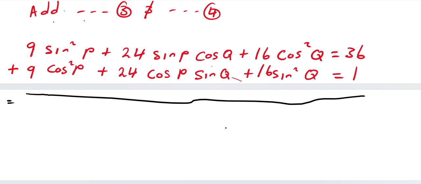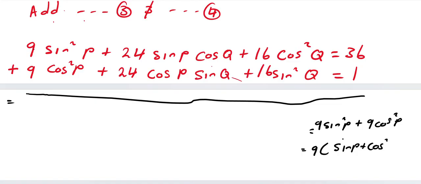First of all, let's do it like this. We have 9 sine squared p and 9 cos squared p, and we're going to take a common factor of 9. We're left with sine squared p plus cos squared p, which gave us 1. So it is the same as 9. So don't be confused when I say it's 9 here.